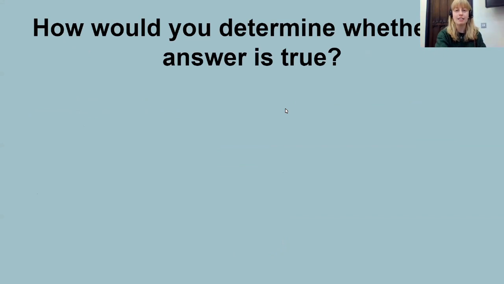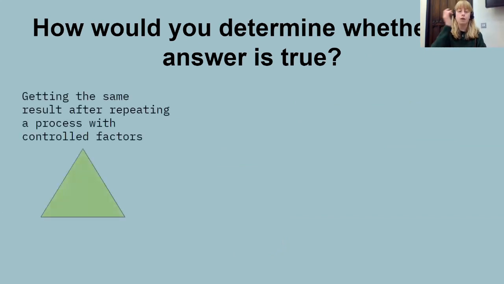Final one, I think this should be question number 4, but I've lost count. How would you determine whether an answer is true? So a triangle response here would be, I know that an answer is true because I repeat the same process, controlling for factors, but I get the same result. So that would be a triangle response.